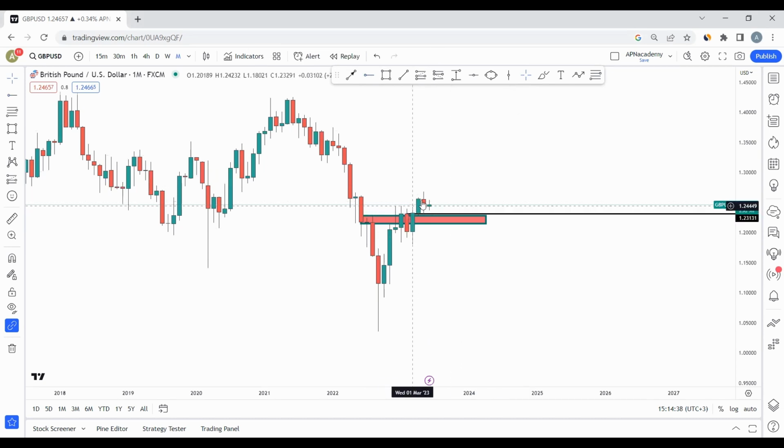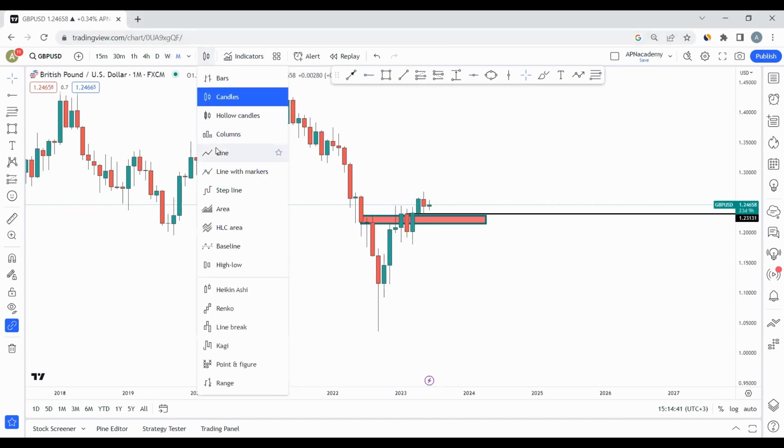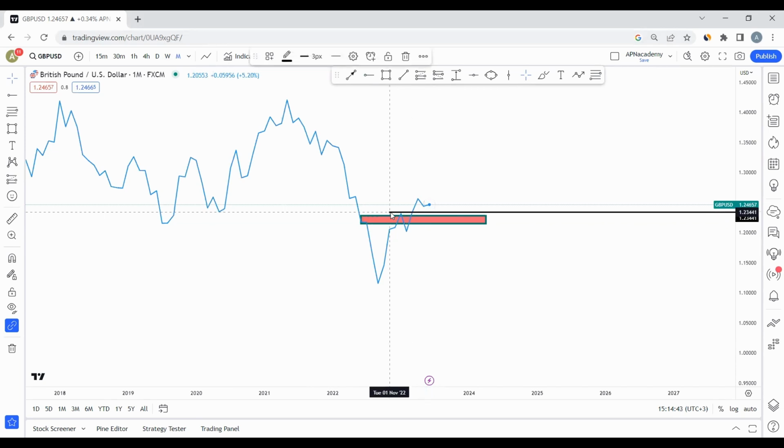I'll just mark it here, because it is a turning point. In case you're not seeing that turning point, you can go to line chart and you'll be able to observe it clearly here, right?